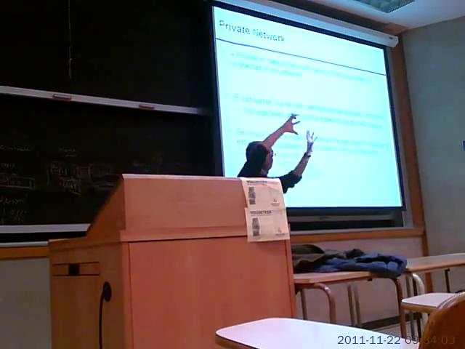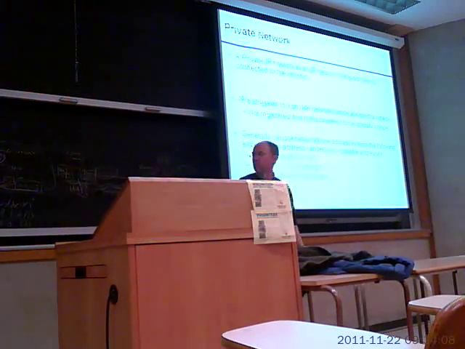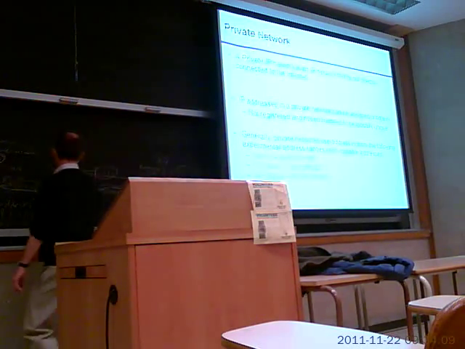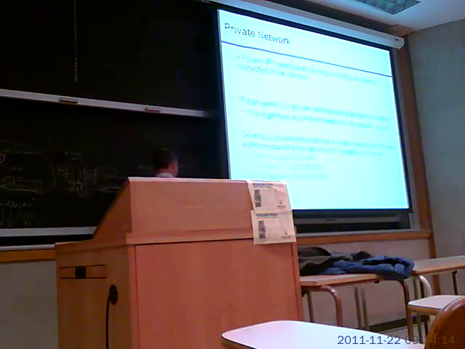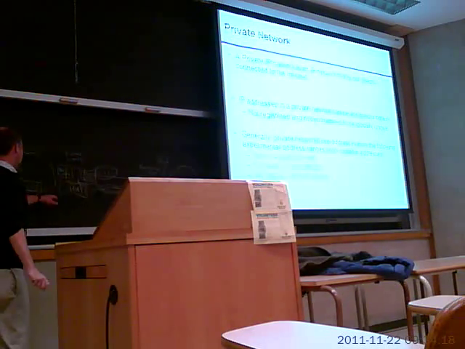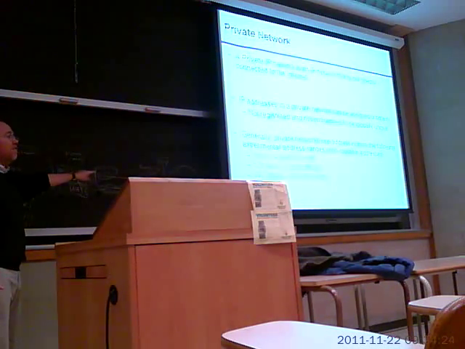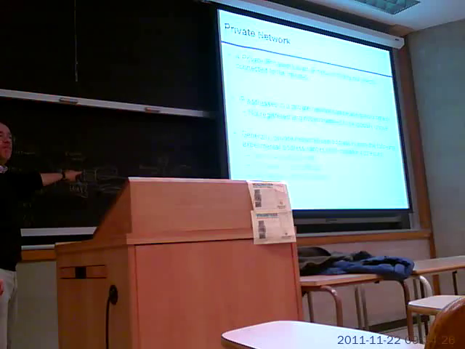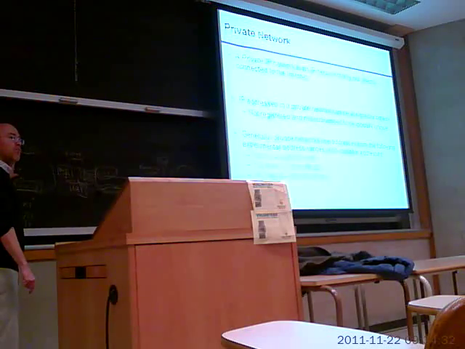You just create your own address bubble. You can use any IP address. In your home network, you can have your DHCP server allocate addresses that are valid in the public internet. No problem. What's the only problem?